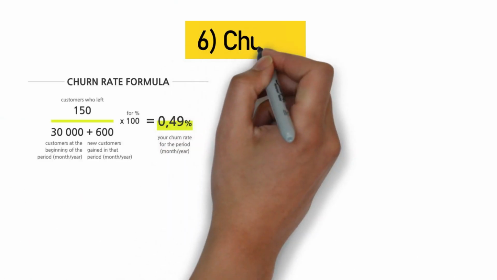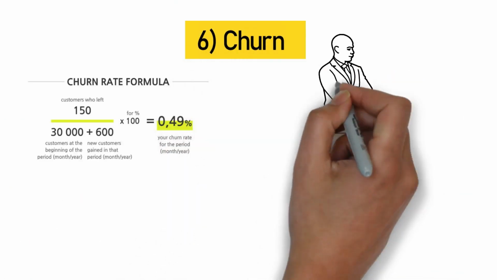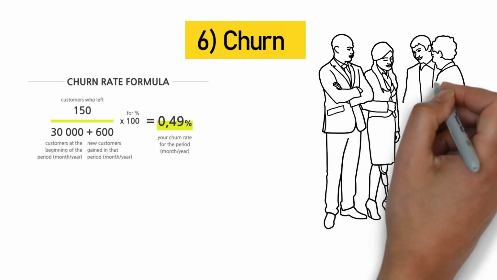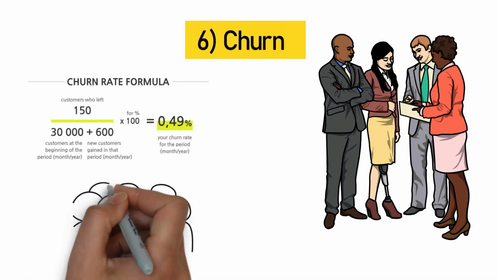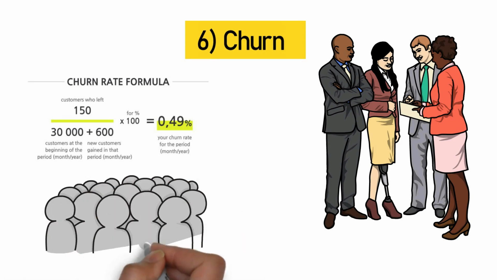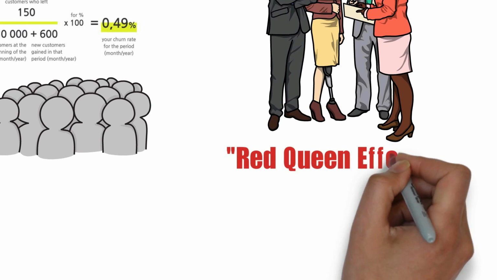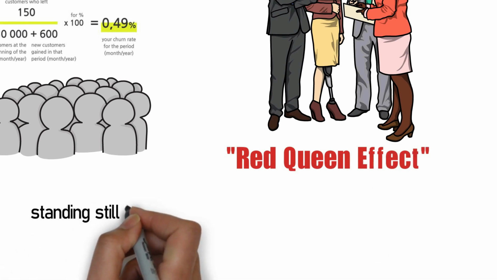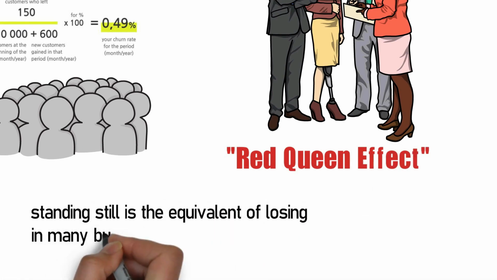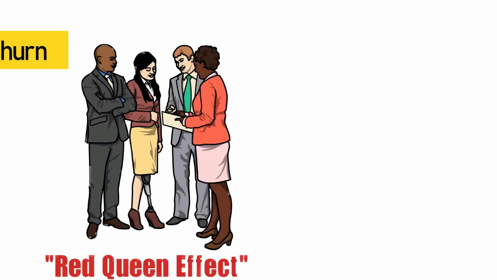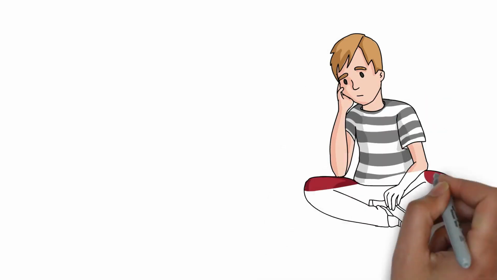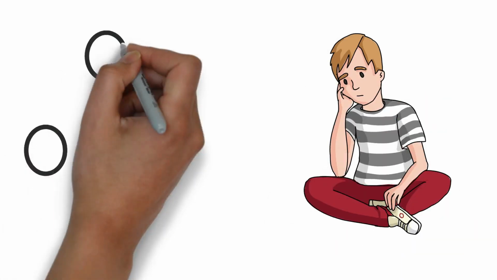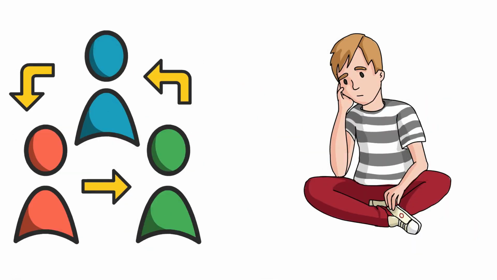Number 6, churn. Churn is the concept that insurance companies and subscription services are well aware of. Every year, a certain number of customers must be replaced. As demonstrated by the Red Queen effect, standing still is the equivalent of losing in many businesses and human systems. Churn occurs when a constant figure is lost and must be replaced before any new figures are added on top.